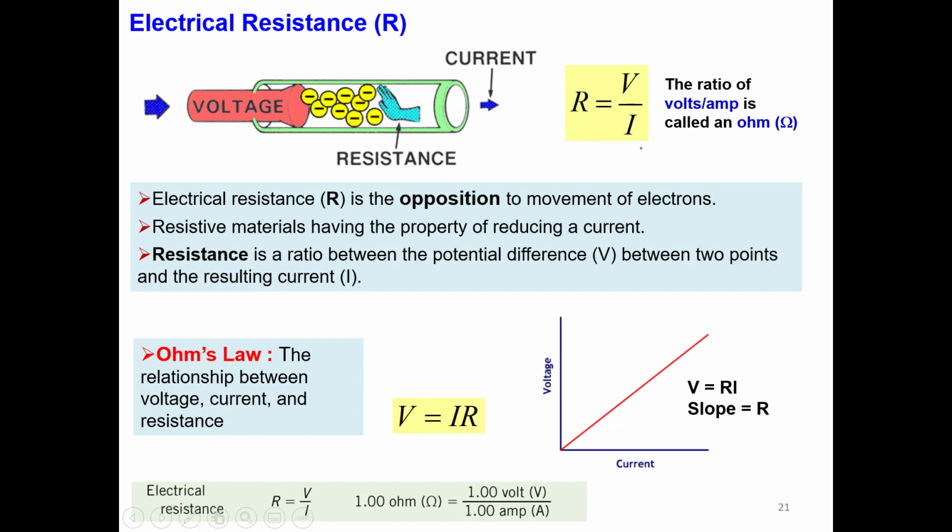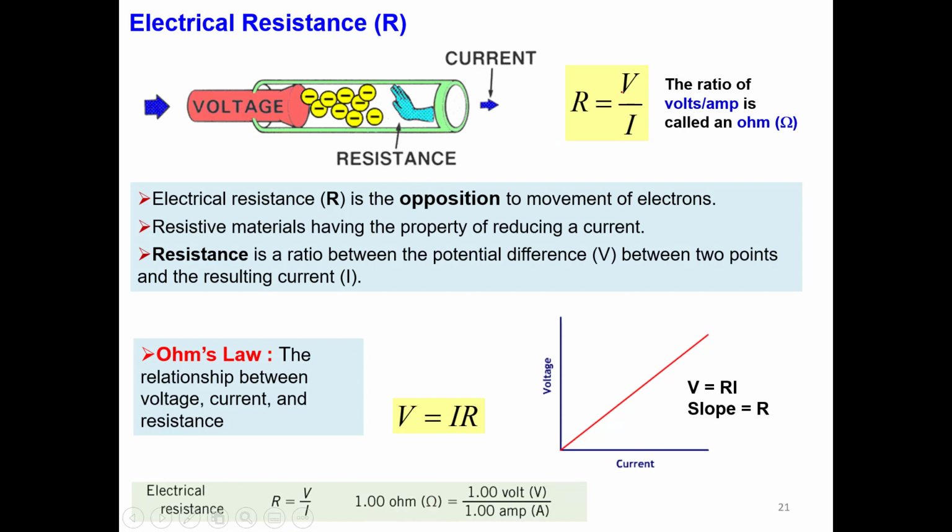Now let's check the units. What we have on top is volt, the unit for voltage. What we have in the denominator is ampere or amp. And the ratio of voltage over ampere has a special name, the unit for resistance, which is ohm. The symbol is omega, the Greek letter omega.